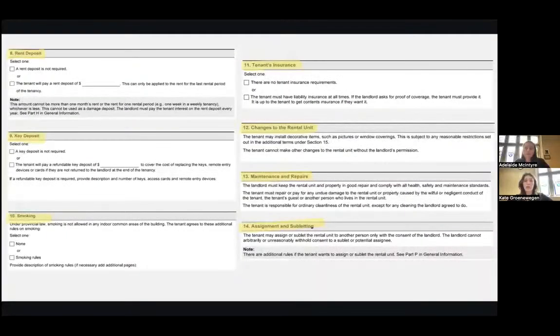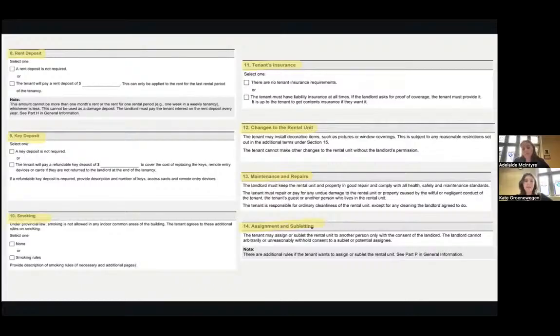Changes to the rental unit. This section specifies what changes you may be allowed to make in your unit. So could you put things up on the wall, paint, add minor decorations, window coverings, etc. Maintenance and repairs establishes that your landlord is responsible for keeping your unit in good repair and compliant with health, safety, and maintenance standards. This section identifies that you are responsible for repairing damage that you may negligently cause and sets out any cleaning your landlord might be responsible for.